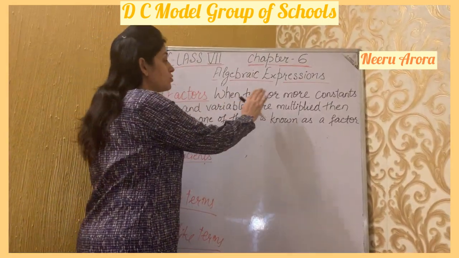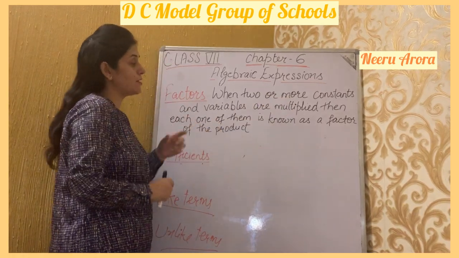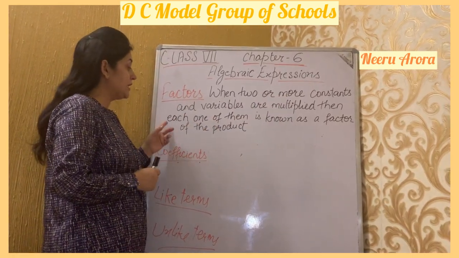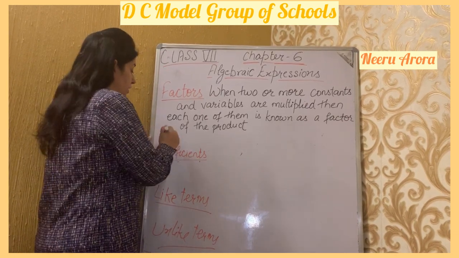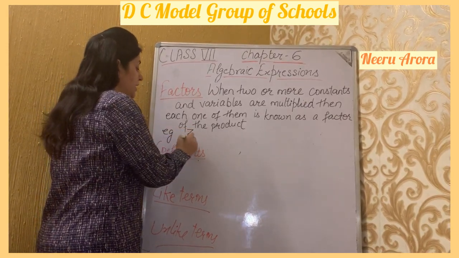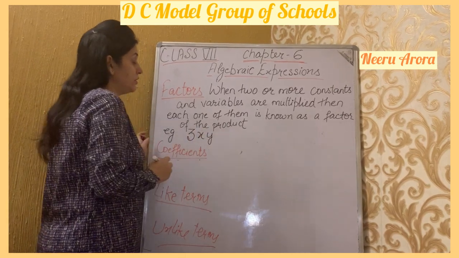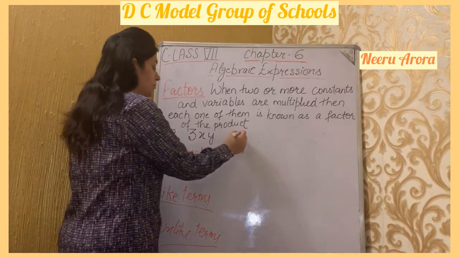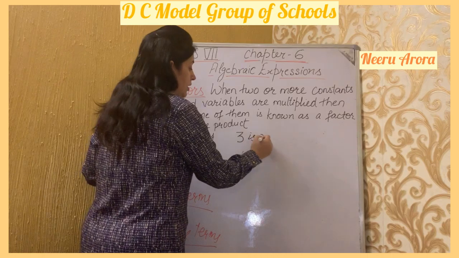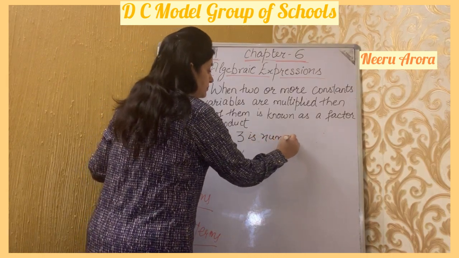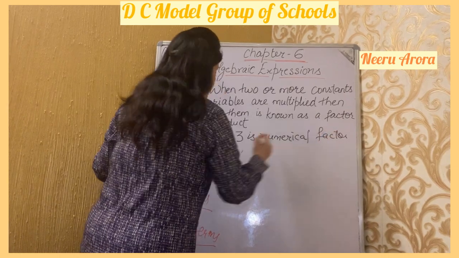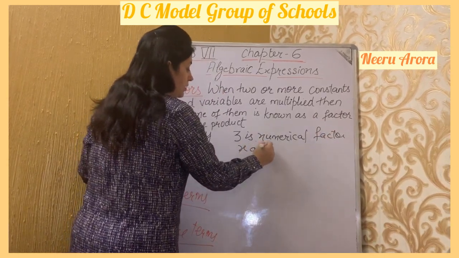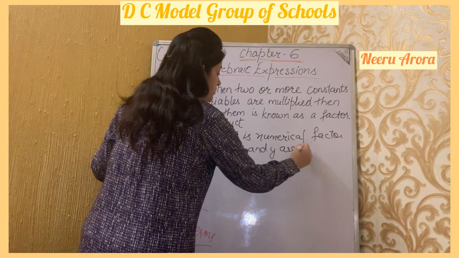Factors. When two or more constant and variables are multiplied, then each one of them is known as a factor of the product. For example, we have 3xy. So the factors here, 3 is numerical factor, whereas x and y are variable factors.